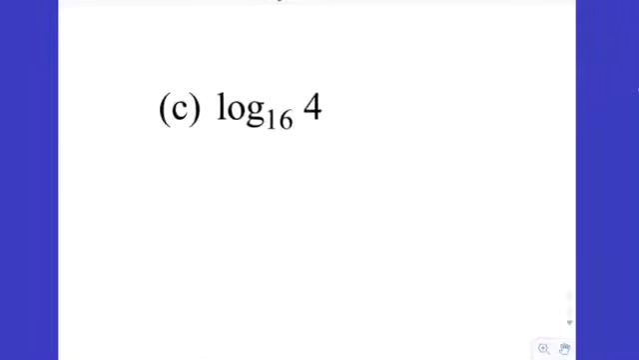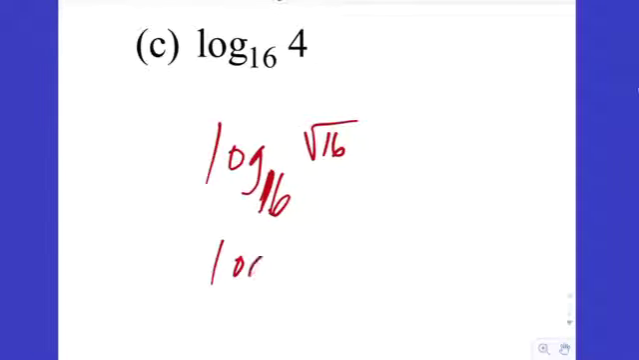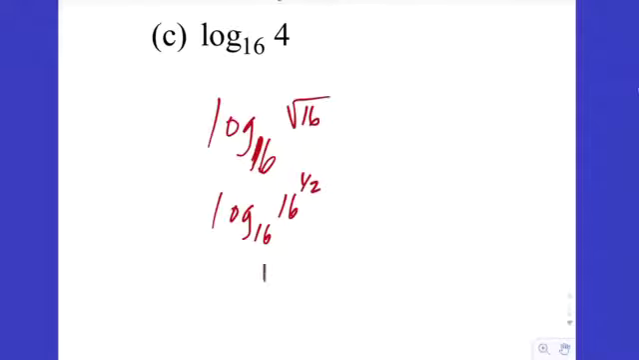All right, log base 16 of 4 simplifies to something. Anyone know? 1/2, good. Because 16, the base, to the 1/2 power equals 4. Or you can write it like this, log base 16 of 4. That's going to be the square root of 16, yes? So that's log base 16 of 16 to the 1/2 power. And so that must be 1/2.